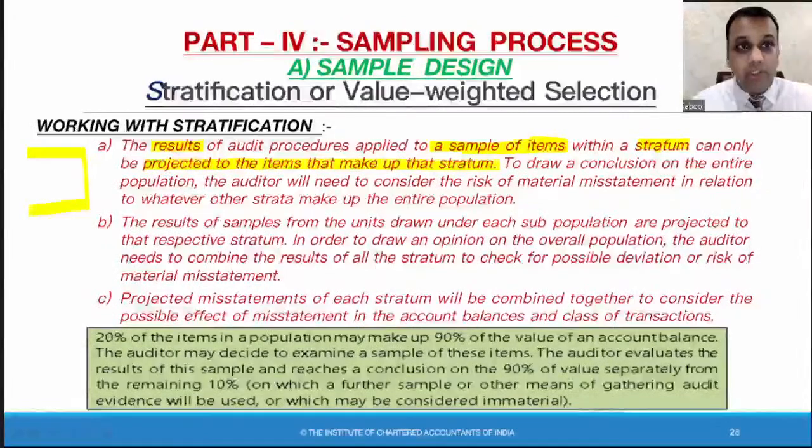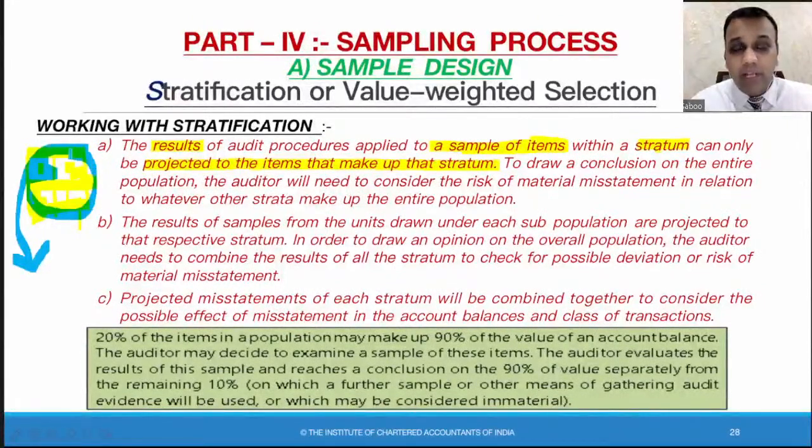So this is the whole population. We divide it into strata. This is stratum 1, this is stratum 2, this is stratum 3, and this is stratum 4. The result I have obtained is from stratum 1 items. This is my first stratum. I have extracted a sample from here, the first stratum. I divided the whole population into strata, and from the first stratum I carried out a sample. I applied my audit procedures on this sample.